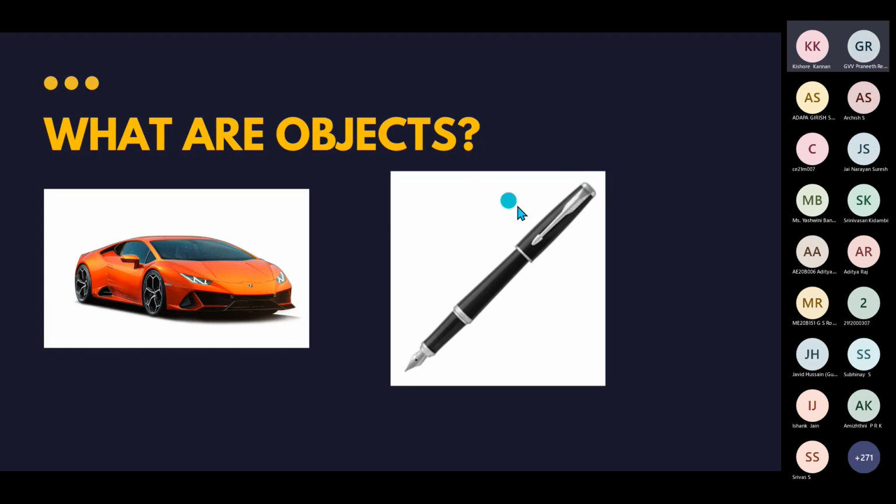But what all of these have in common is that they have some attributes. Like this pen is black in color, and this one is an ink pen, and writes in blue. So these three things are the attributes, and it has some methods. Methods are nothing but the functions that the object can perform. So this pen can write, obviously. So that's one method.